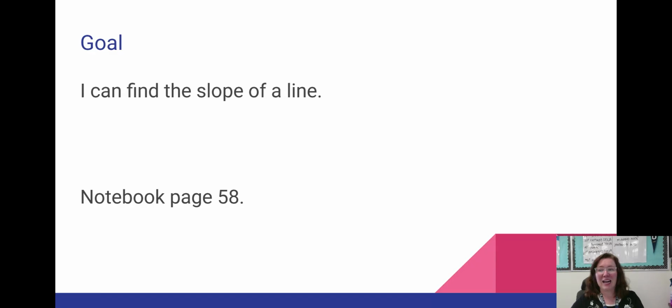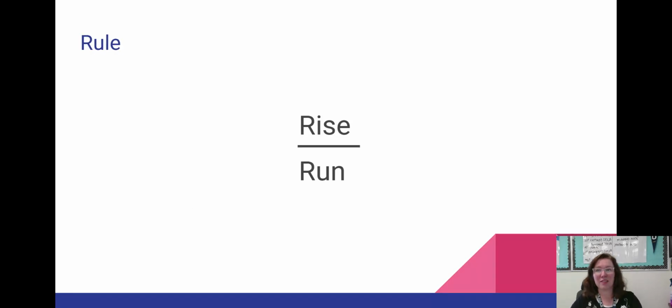Our goal today, I can find the slope of a line. There's actually going to be 2 goals. That's the first one. So you're going to write down under the rule, it's rise over run. Rise means when we go from one point to the next, how far up or down do we go? Run means how far to the right do we go? We always run to the right.